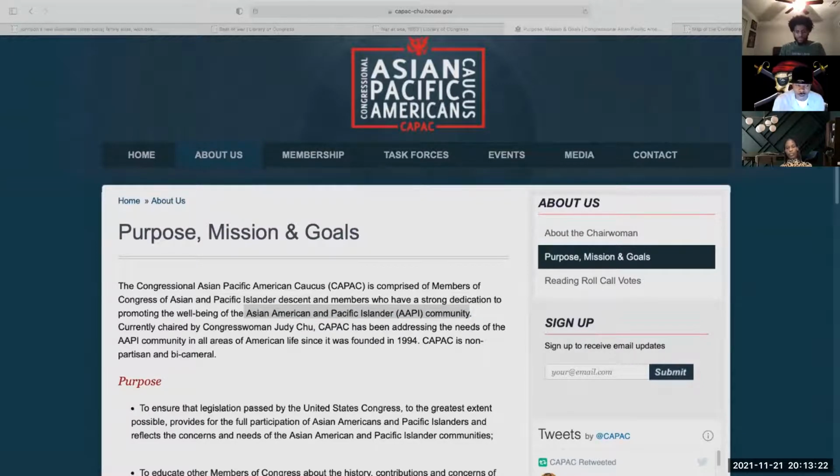Now, currently chaired by Congresswoman Judy Chu. You see the lineage connection? She's Asian. Has been addressing the needs of the AAPI community in all areas of America since it was founded in 1994. So this caucus came after ours. It specifically fights for Asians and Pacific Islanders. Meanwhile, our caucus established in 1971, these people representing everybody. How you representing everybody when the Asians and the Pacific Islanders represent themselves specifically?